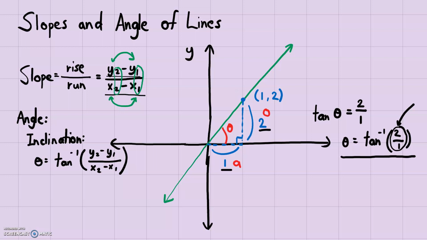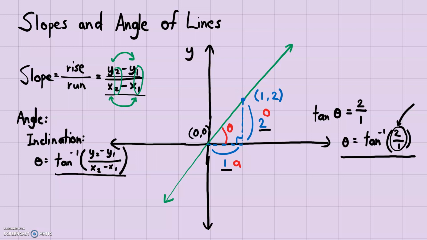And notice to find the slope or the inclination of a line, you need to know 2 points, at least 2 points. For this green line, we knew that this point right here was 0, 0. So that's how we knew that the slope was 2 over 1. You can't really find these if you only know 1 point of the line.